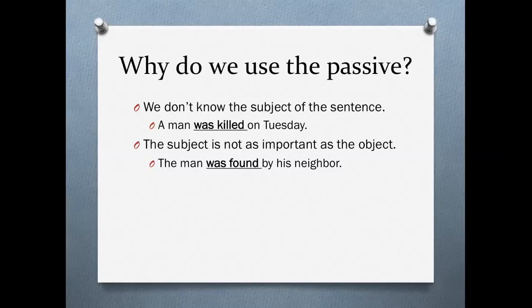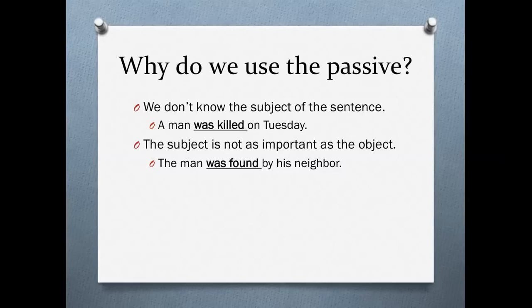Another reason we use the passive is that the subject is not as important as the object. So we know who did the action, but that's not what's important. What's important is who received the action. So we're talking about this man who's dead. Someone killed him. And we say, the man was found by his neighbor. Now the neighbor did it. We could say, his neighbor found the man. We could say that. But we don't care about the neighbor.